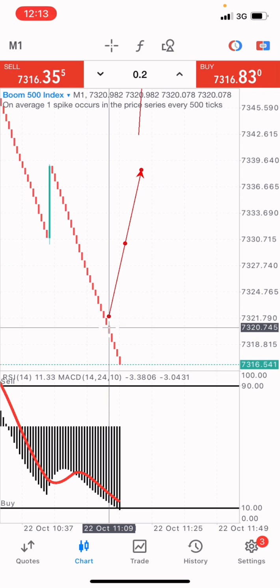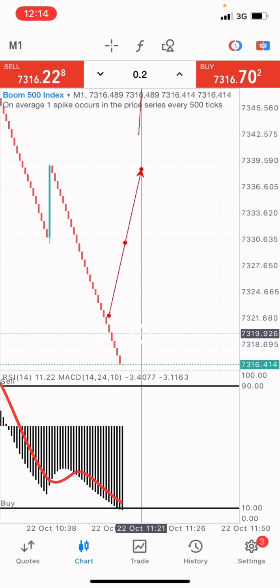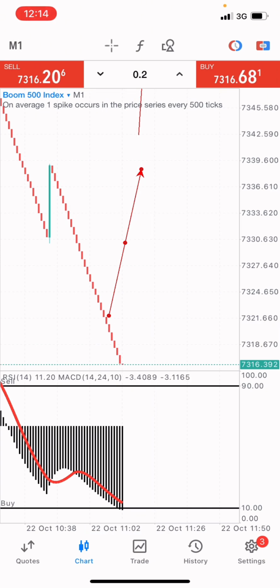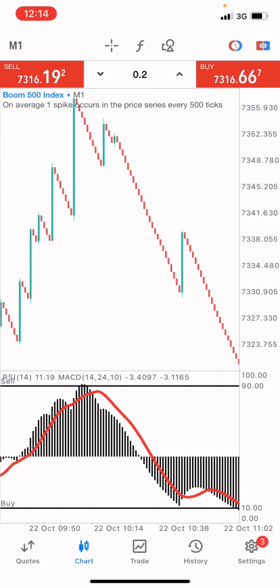Okay, it's not indicator lag. The indicator is not lagging. It's just the system. It's how the system works. Okay, you cannot always get it all the time, right? But with your own analysis and strategy, you'll be able to make it work for you.